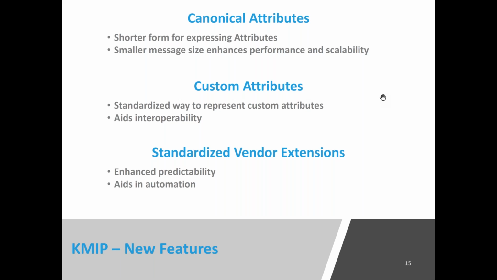And standardized vendor extensions. So effectively this requires a vendor to put more detail into the vendor extensions they're using, such that we know exactly what we're dealing with. Again, it aids in automation because we can predict what's going on. We've got a much clearer idea of what's sitting inside those standardized vendor extensions, without necessarily getting involved in specifying how they are to be used. So again, just trying to increase the interoperability within the market.